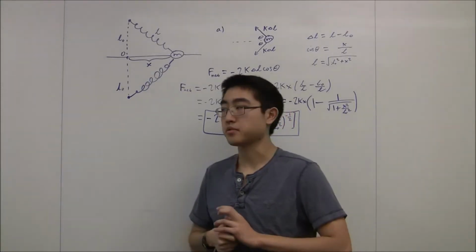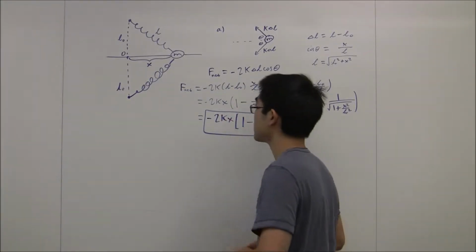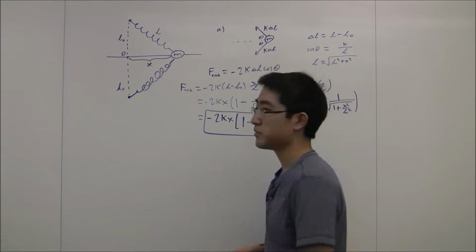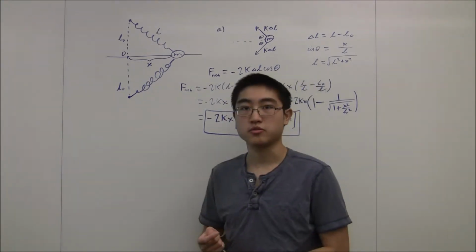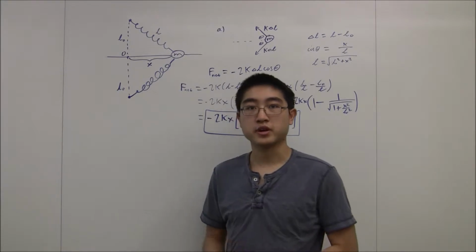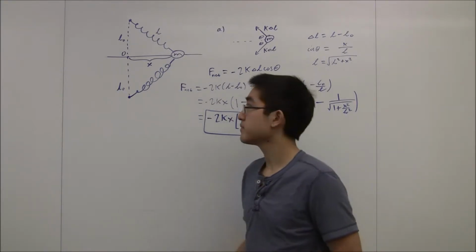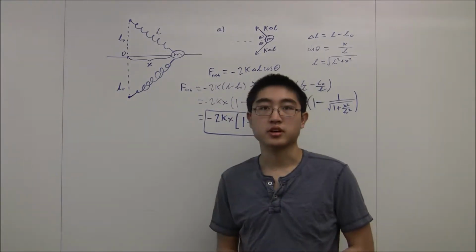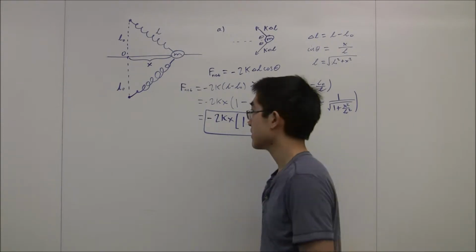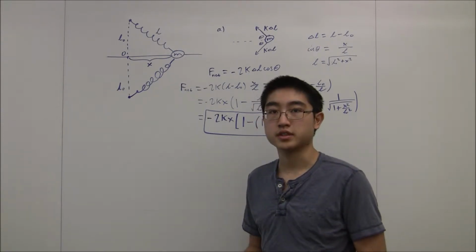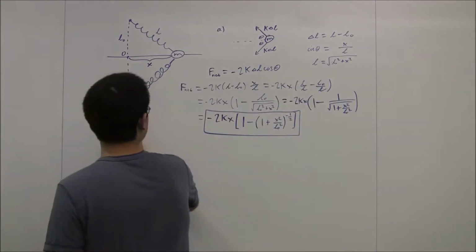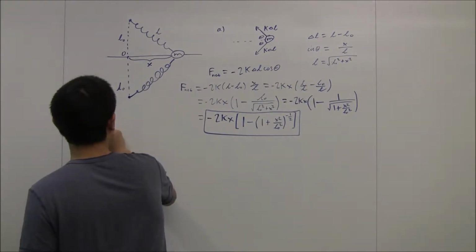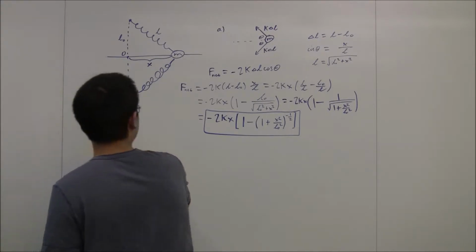So for part B of the problem, we have to show that for small x, the net force is proportional to x cubed. And we also have to figure out what the potential energy is as a function of x to the 4, and what the constant in front of that term is going to be. So here we have part B of the problem.